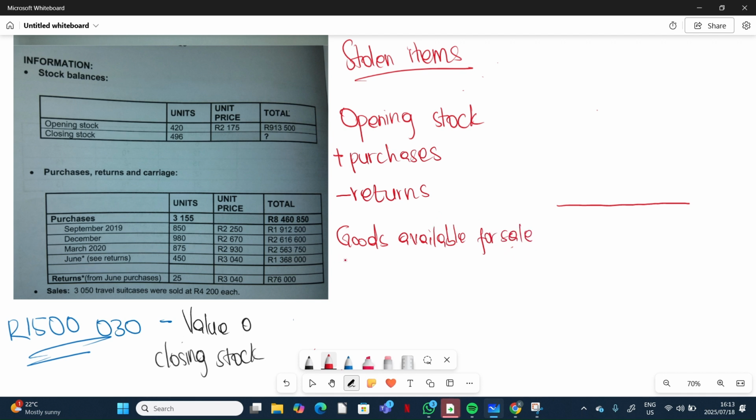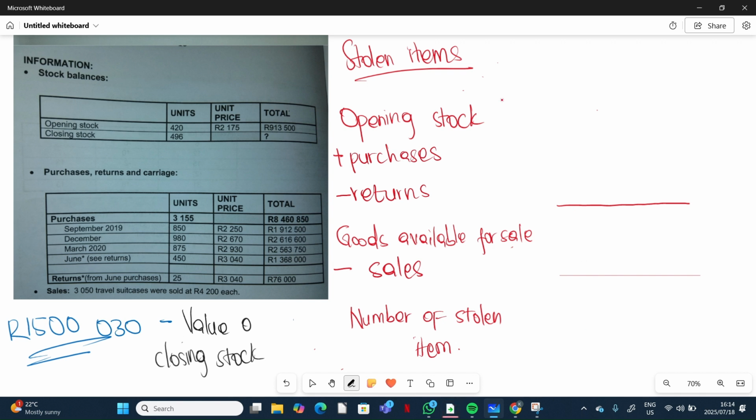Then after that, we are going to subtract our sales, because those are the things that we sold. When we subtract our sales, we're going to get the number of stolen items. Let's get into it and I'll explain it as we go down.